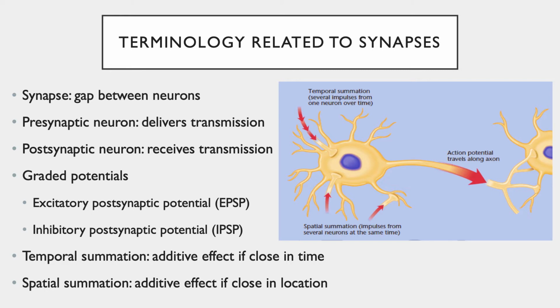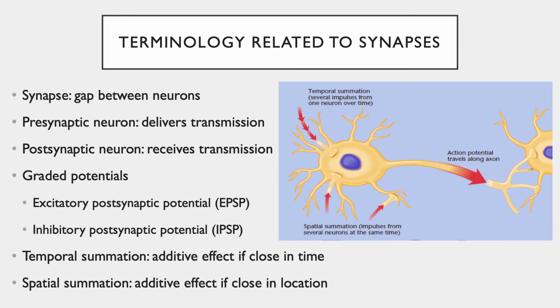Neurons can be categorized as presynaptic or postsynaptic. All neurons can be both. Presynaptic refers to the fact that that neuron is releasing the neurotransmitter or neuropeptide or hormone that it is delivering in transmission. Postsynaptic means that it is the receiver of that transmission.